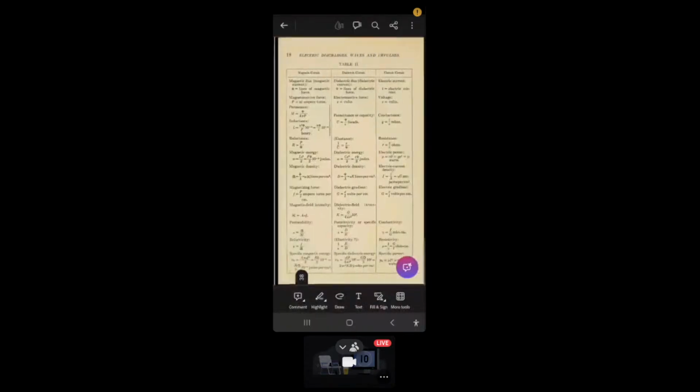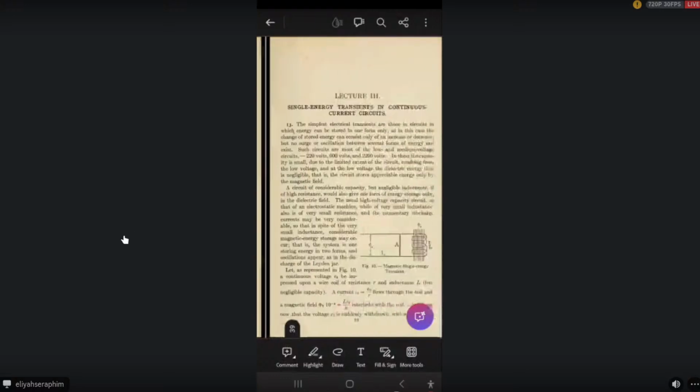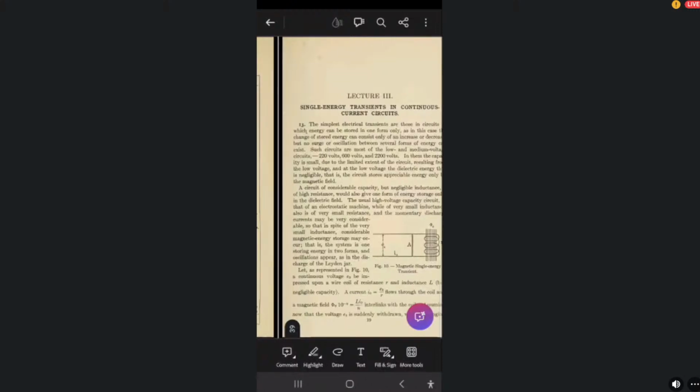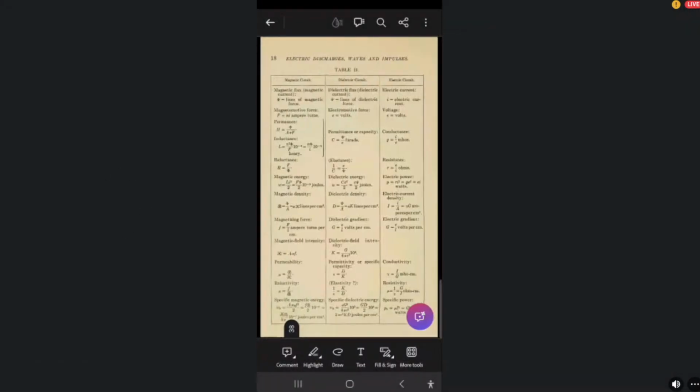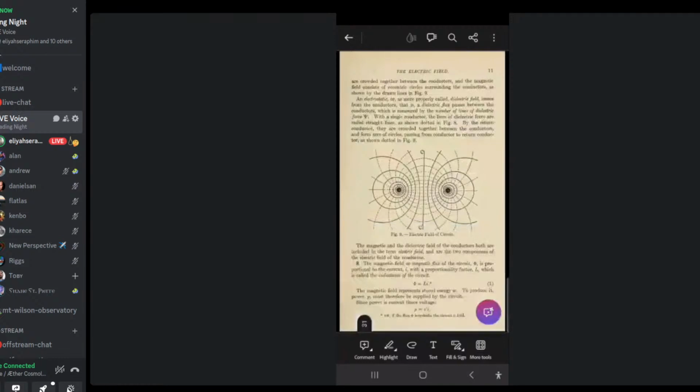Save. And so here I'll go back real quick so that y'all can see it. You actually, I think, missed this page right here and went to this one. But we'll go straight to lecture 3 here. Single energy transients and continuous current circuits.